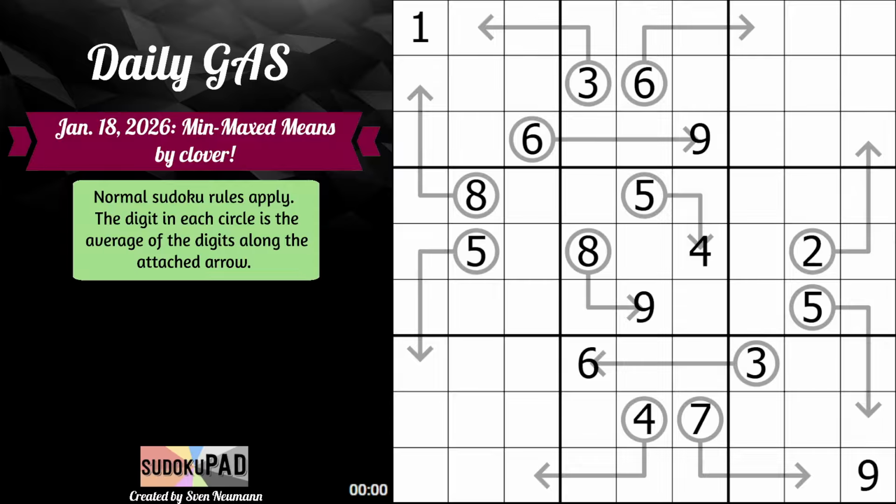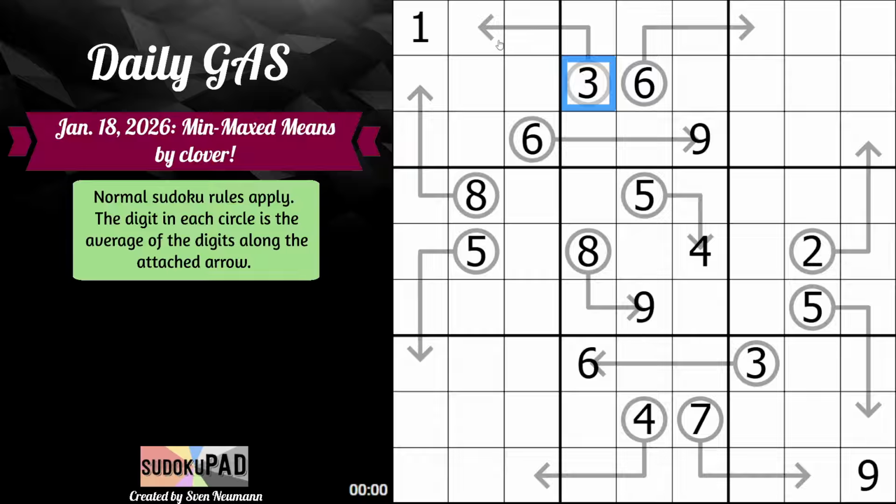So what does that mean? Well, as Clover notes, we're dealing with the arithmetic mean. That means when you sum the values along the arrow and you divide it by the number of values that you are dealing with, then you get the attached circle. That sounds a little complicated, but once I lay it out, you'll realize what I mean.